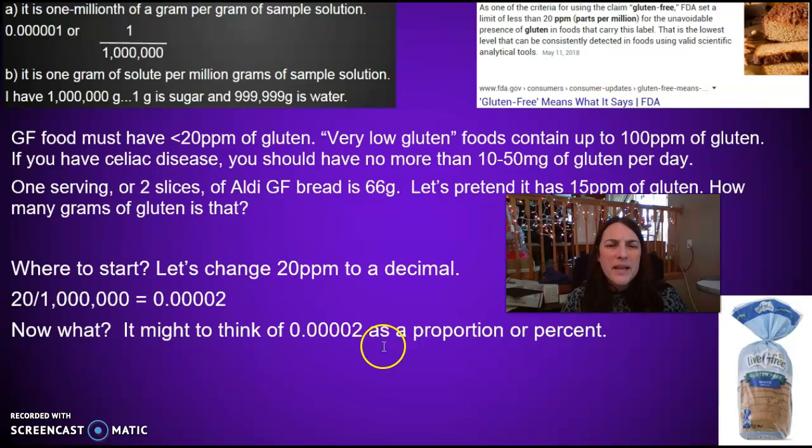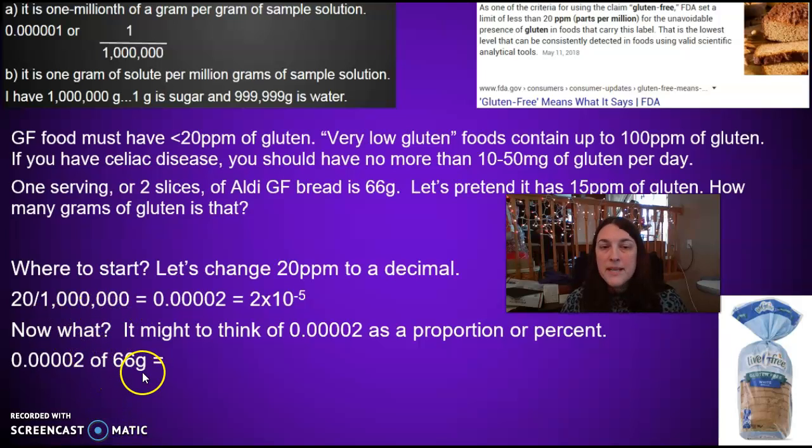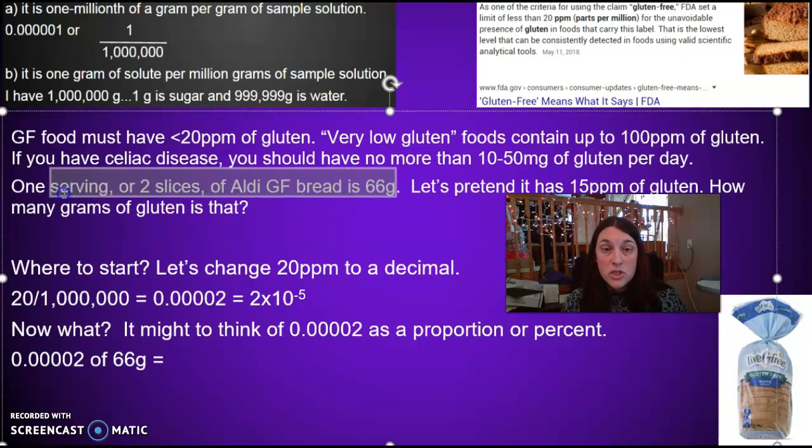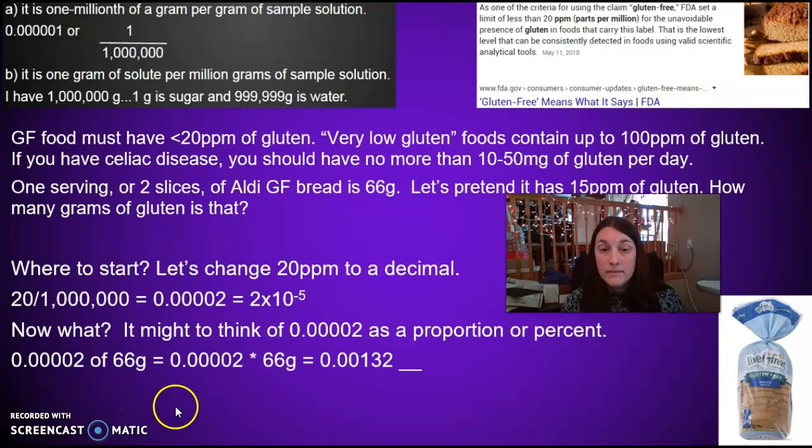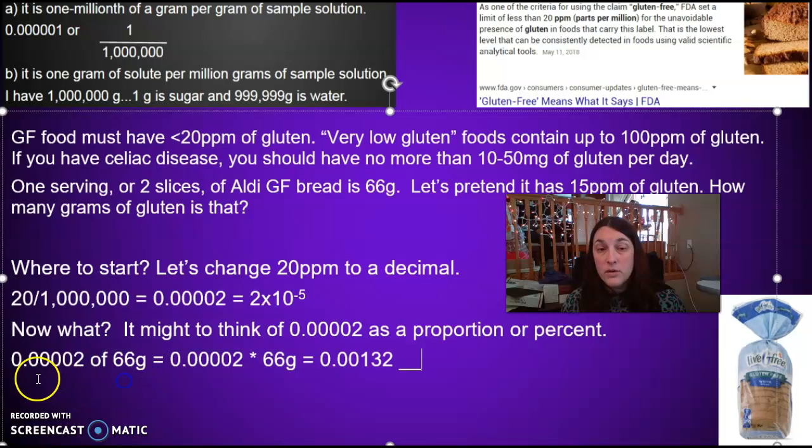So now what? It might help to think of this 0.00002 as a proportion or percent. So what are you going to do with that? You're going to multiply it by 66 grams. Where did that 66 grams come from? That's how much one serving or 2 slices of this bread is. All right, so put that in your calculator. What do you get? Think of it as 0.00002 of 66 grams, which means that you're going to multiply them, and you're going to get 0.00132.